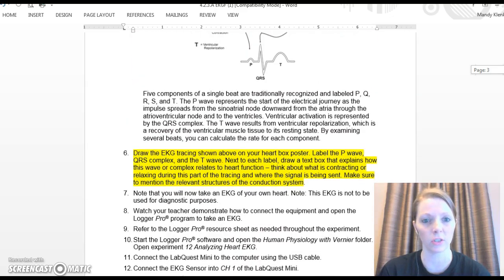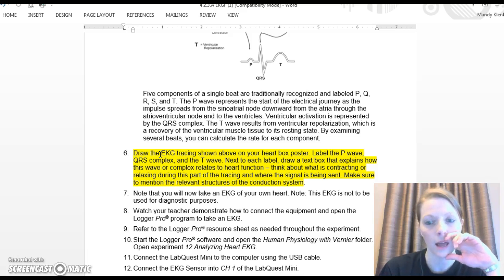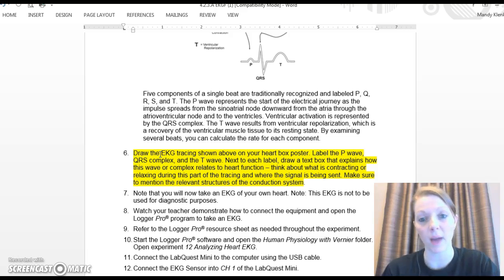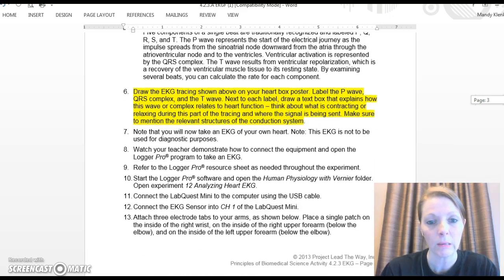And then you should also have the EKG tracing, what the graph should look like. You have a copy of that on the back of your heart diagram. You should also have that in your lab journal. You should have everything labeled. I also want you to make sure that you understand what each of these little peaks and valleys in this graph represent as far as the anatomy of the heart. What's contracting, what's relaxing, where is the electrical signal, all of those things with respect to your EKG graph. So make sure you understand that.